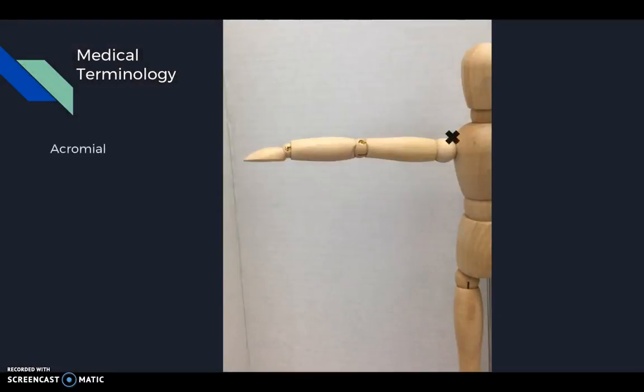Moving on, we have the acromial, or the shoulder. We have the axillary, or the armpit. We have the brachial, the arm in total. We have the antecubital, which is the anterior elbow. We have the olecranial, which is the posterior elbow. Antebrachial, which is the forearm. We have the carpal, which is the wrist. We also have the palmar, which is the palm. The pollex, which is the thumb. And the digital, which are the fingers and toes.